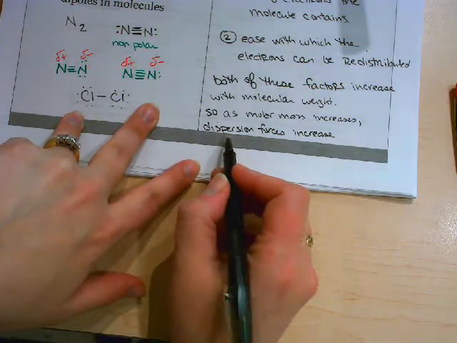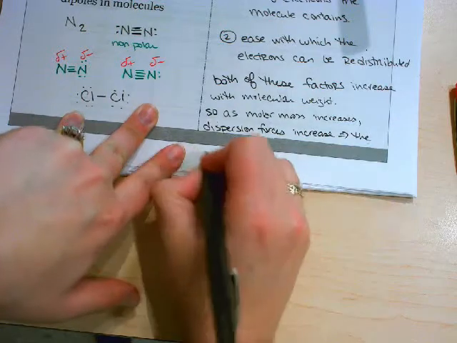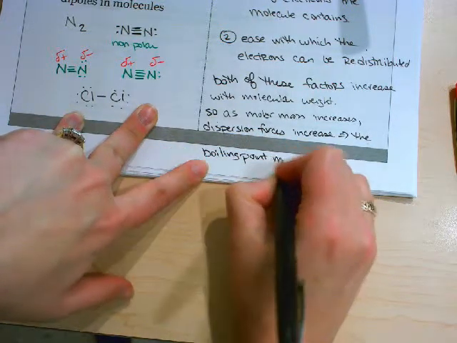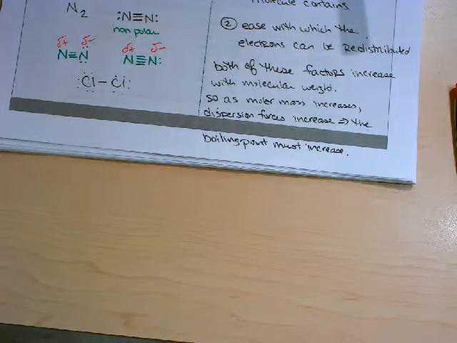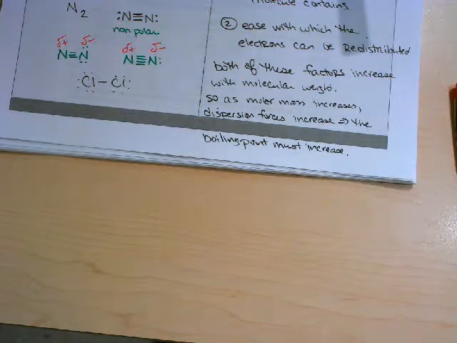So if the dispersion forces increase, it means the boiling point must increase, right? How much energy you have to put in to pull those two molecules apart must also increase. The bigger the atom, the greater the dispersion force. If they're attracted to each other stronger, you've got to put more energy in to push those two things apart. Pretty straightforward logic train, I think.